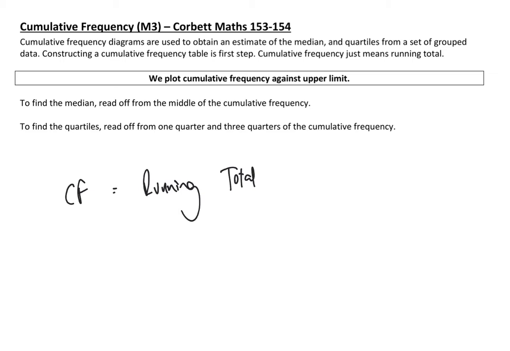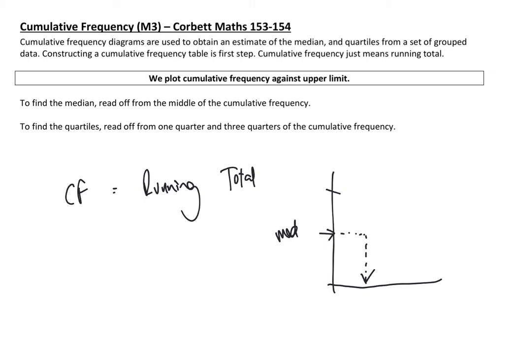Whenever we're doing these, we plot cumulative frequency against the upper limit. If we want to find the median, we read off from the middle of the cumulative frequency. So on our cumulative frequency curve, we'll have the total frequency, and the median will be the halfway point. We go across to the graph, then read down, and the value on the x-axis is the median value.